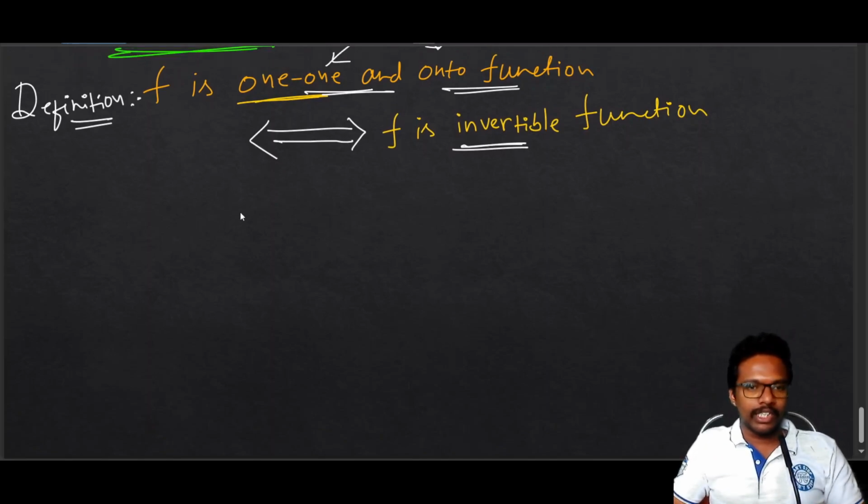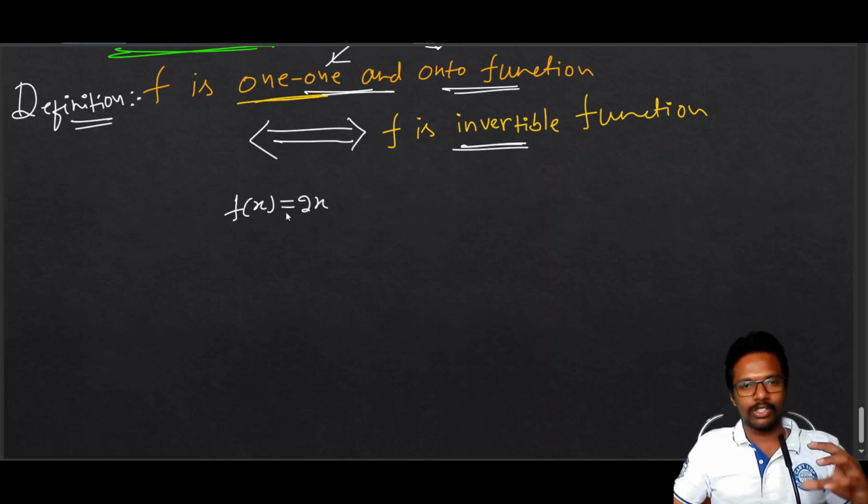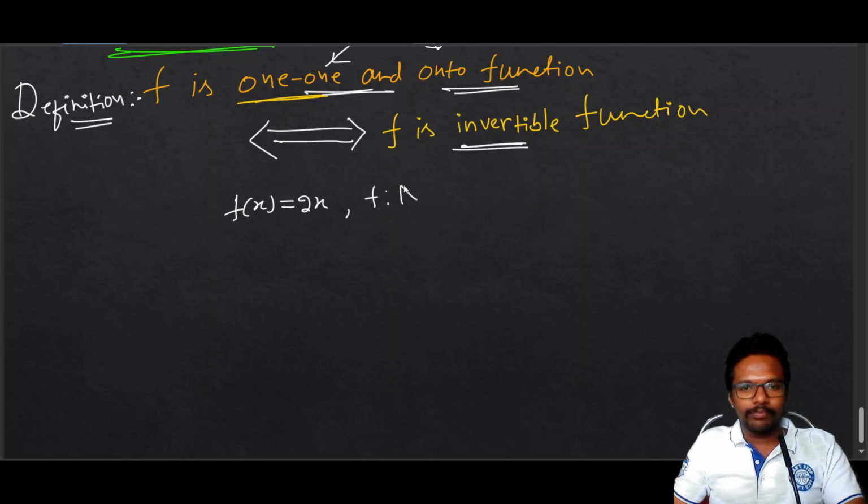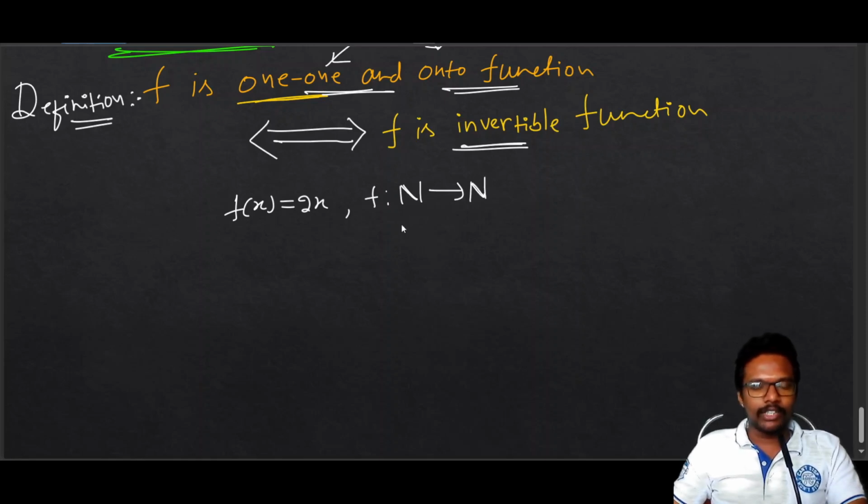I consider the example f of x equals 2x. Just to understand this invertible function, I have taken a simple example, f of x equals 2x, to understand this definition. So f is a function from natural numbers to natural numbers. Here, if f is a function from natural numbers to natural numbers, how will it work? Let's understand here.